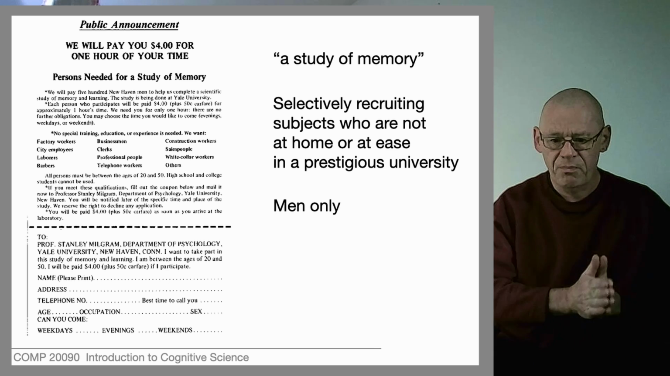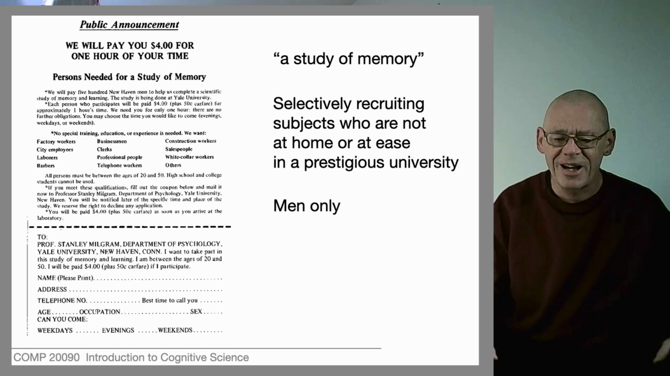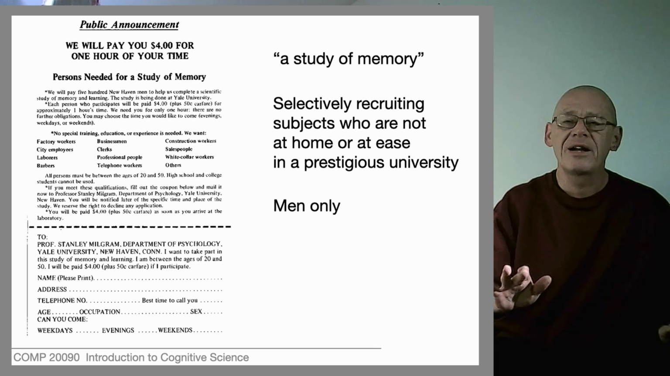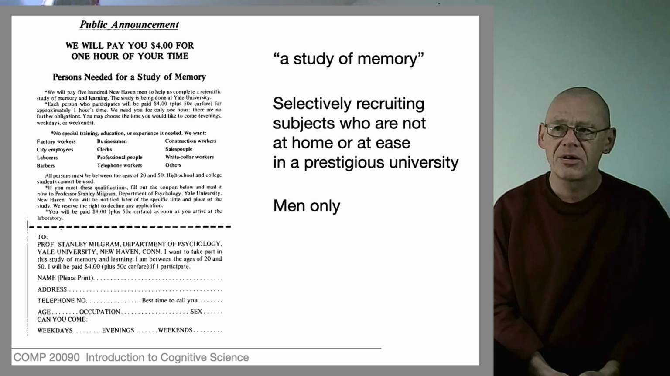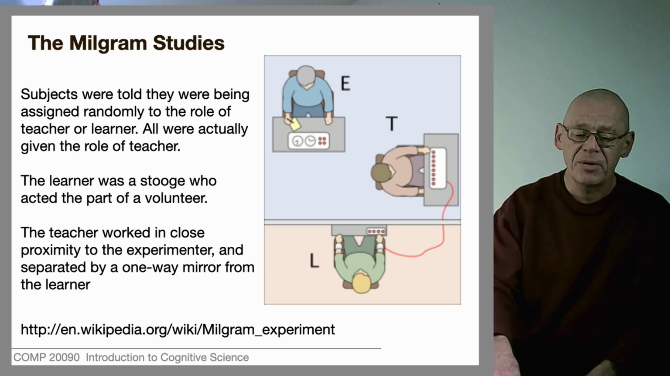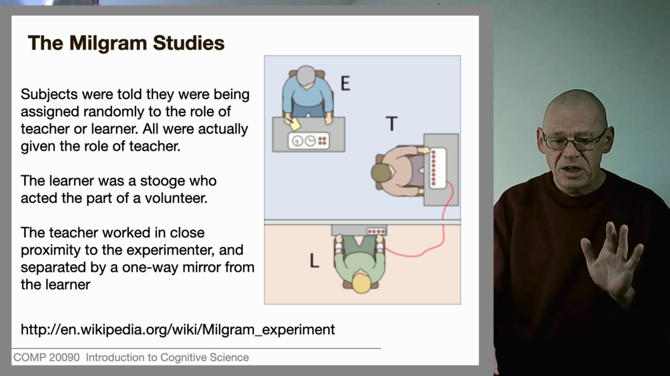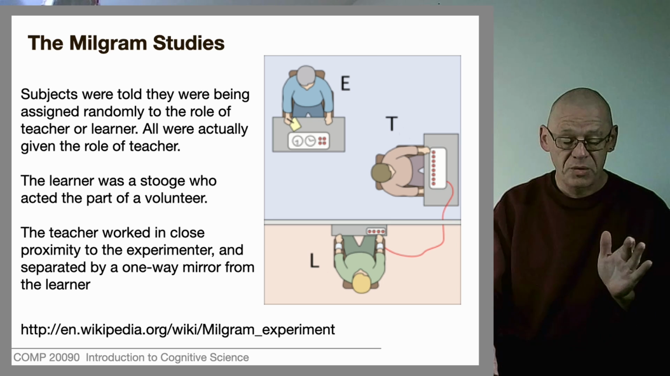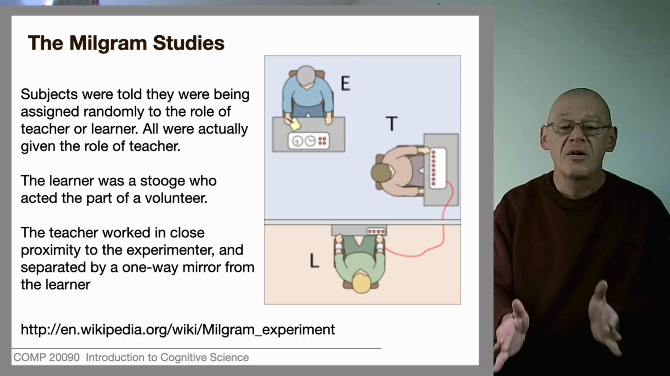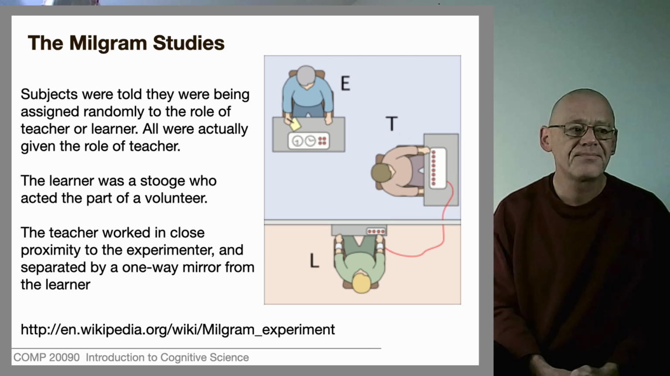When people turned up, they were greeted by a scientist in a white coat. We scientists like to have white coats; it gives us a kind of authority. Then they were told that they were being randomly assigned to one of two roles. They were either going to be the learner or the teacher. In the experimental setup, the scientist is the experimenter, shown here with E. The teacher is always the subject who has come in. There's no randomization. They were told it was random whether they were teacher or learner, but they were always the teacher. The learner was a paid actor, a stooge, if you like.